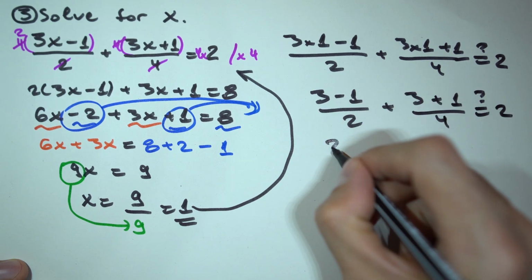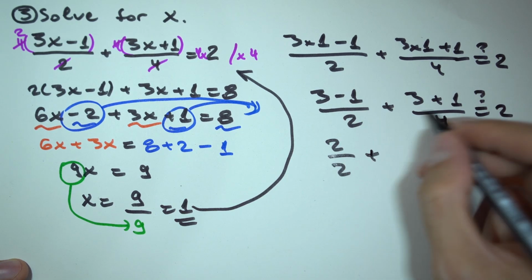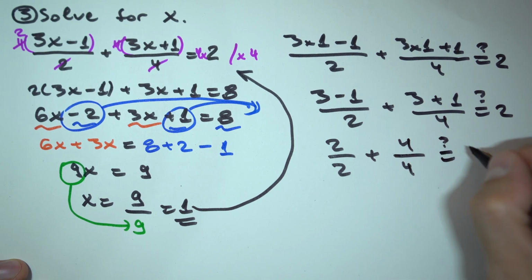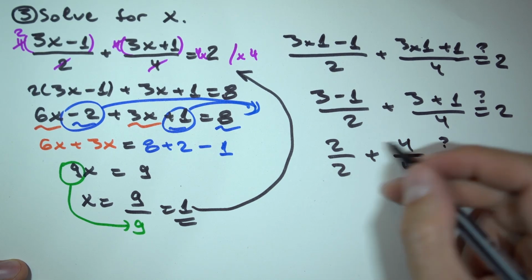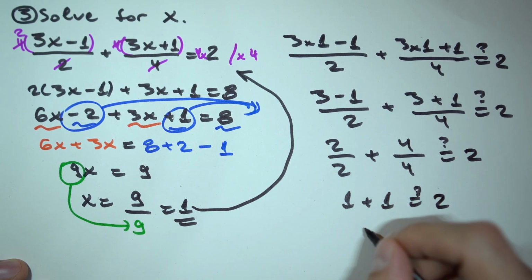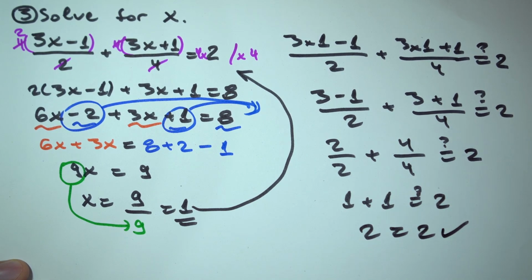3 minus 1 is 2 over 2 remains, plus 3 plus 1 is 4 over 4, and we have to check whether this equals 2. 2 over 2 is 1, 4 over 4 is 1, so we have 1 plus 1, and indeed 2 equals 2. So our solution is correct.